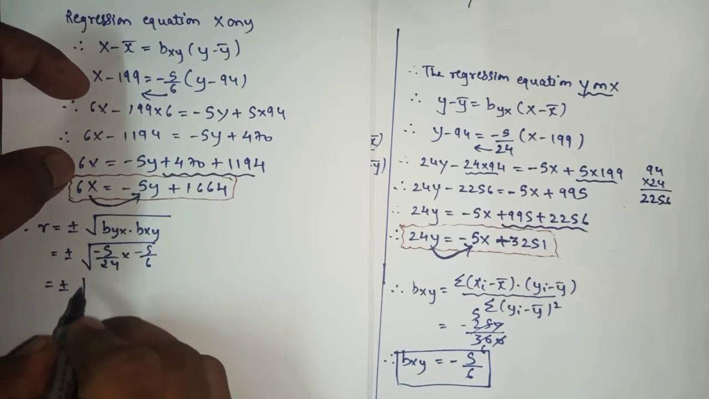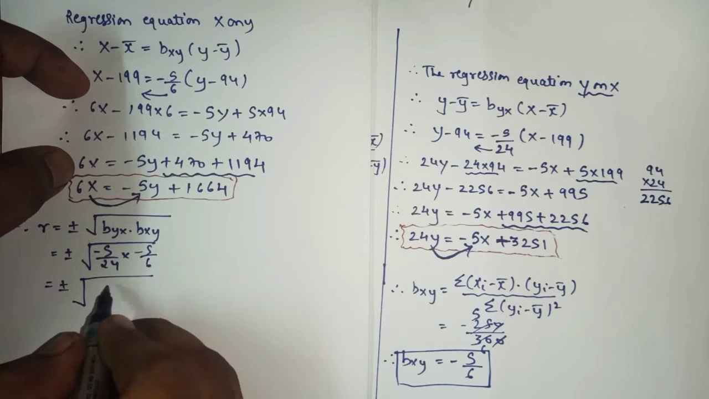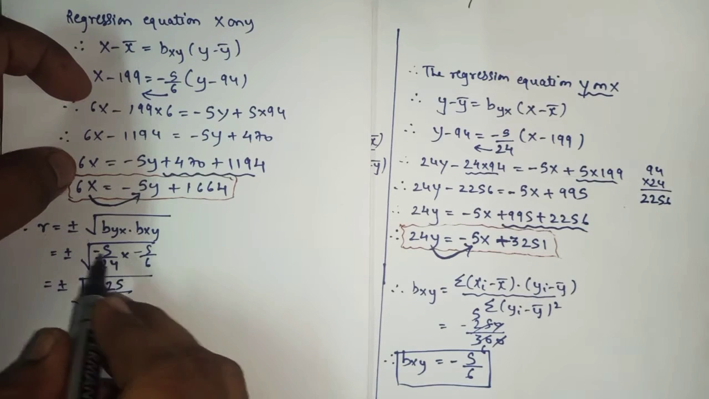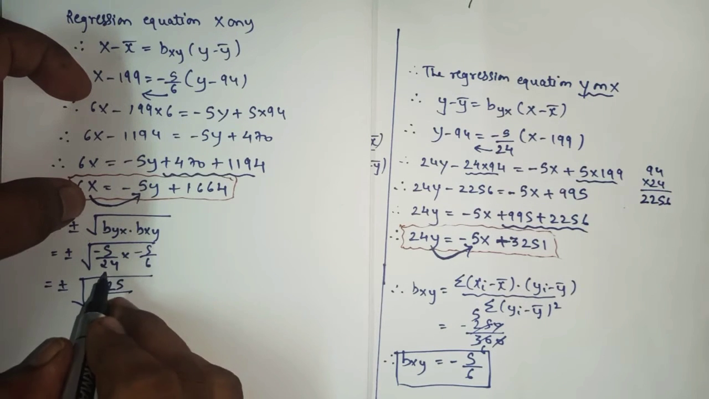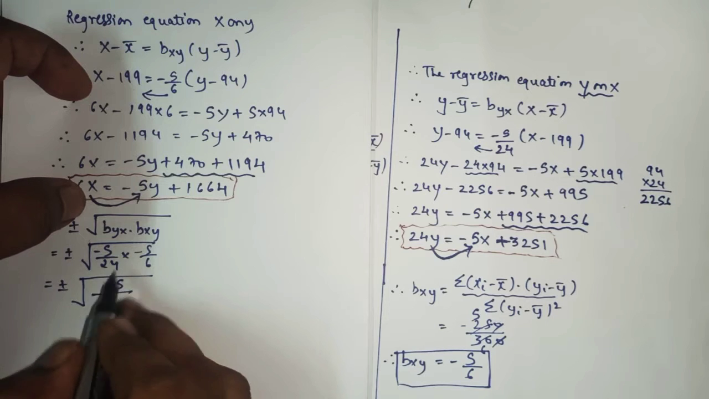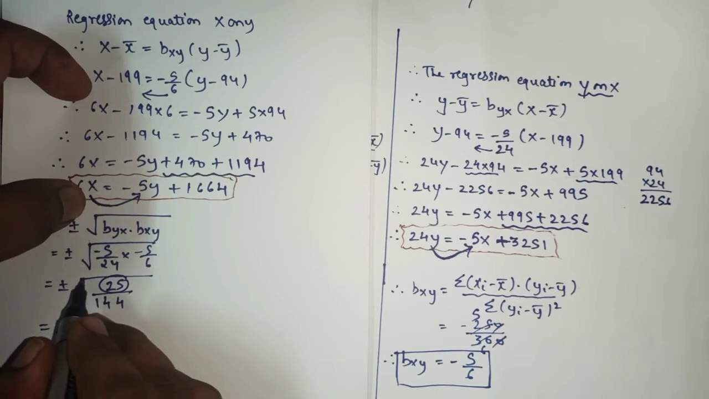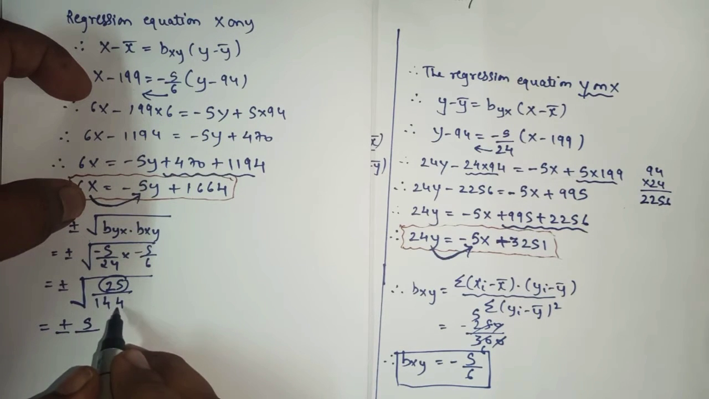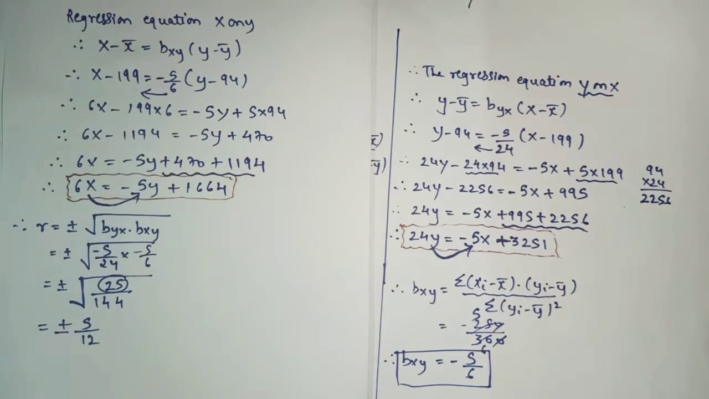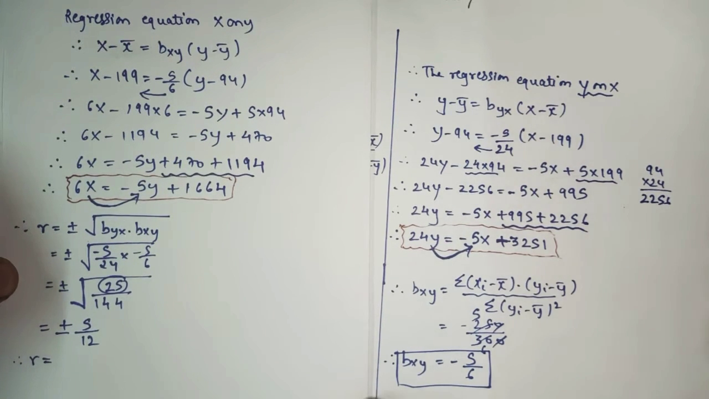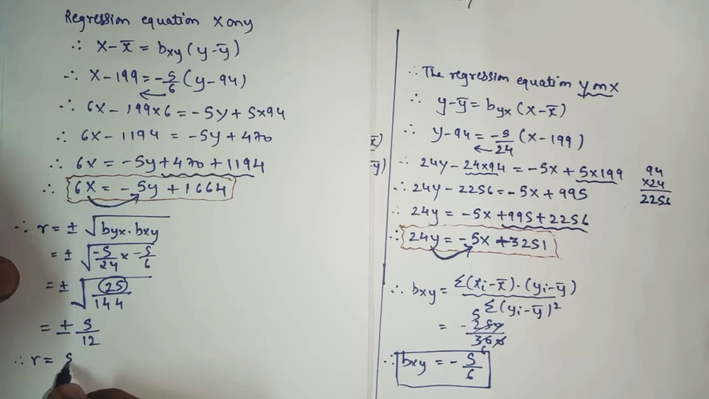So plus minus. Here minus into minus is plus. 5 5s are 25. Minus into minus plus. 6 4s are 24, 12 144. So here clearly we can see that the square root of 25 is 5 and the square root of 144 is 12. Yes or no? And here the value of r will be 5 by 12, plus 5 by 12, yeah, minus 5 by 12 will come.